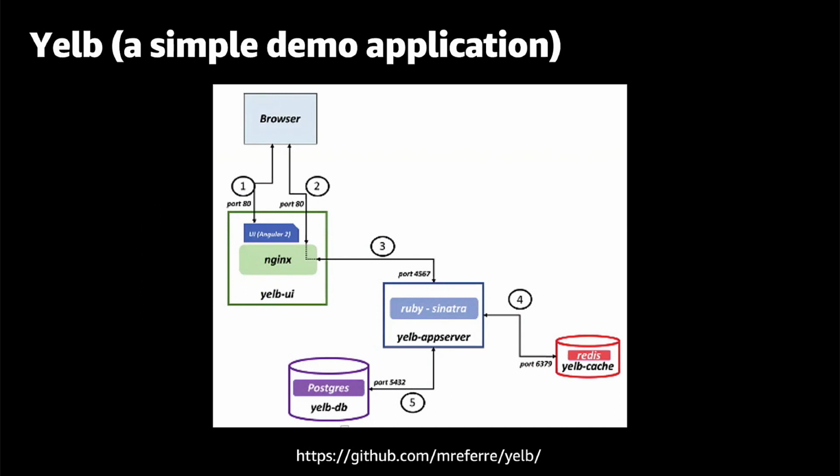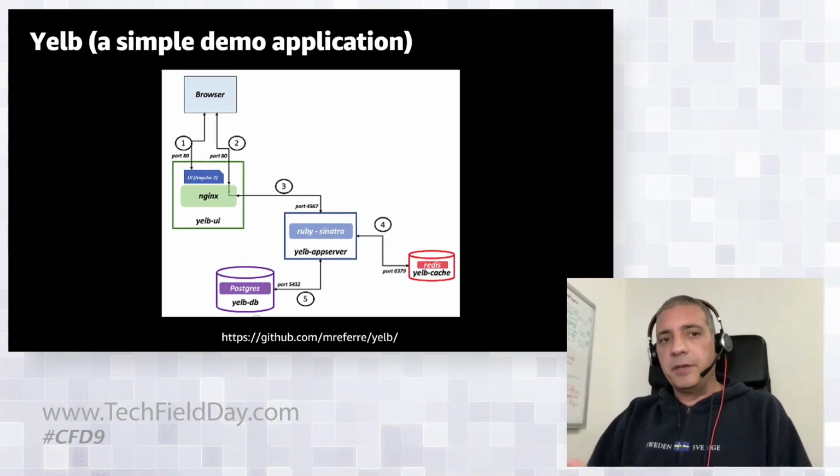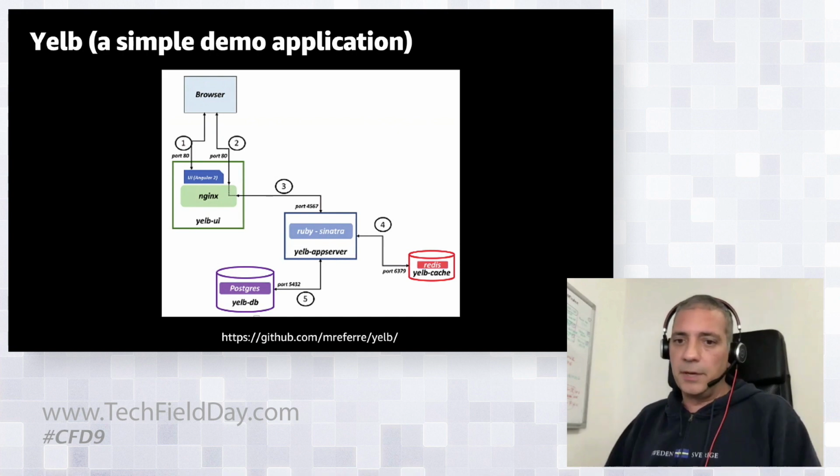Let's go through an example. When I started working on containers, I was learning lots of different technologies. I didn't really want to go through the tutorials that each of those technologies were coming with, because that was too easy. I wanted to do what a real customer does. So I wanted to have a real application, or close to a real-life application, to which I could apply those technologies. So I built this very simple application called Yelp that has a UI, an app server, and it uses a database and a cache.